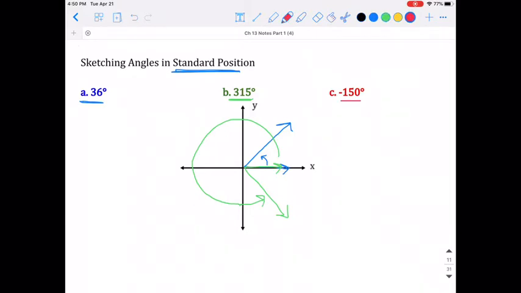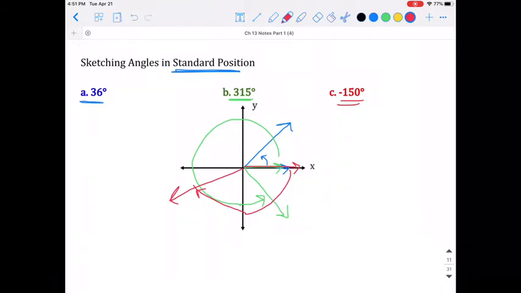Our third sketch for negative 150, again, you start with your initial side on the x-axis. Negative 150 means that we're moving in the clockwise direction. So from the initial side, we're going to go 90 degrees here. Now from here we have to go another 60 degrees, so almost at that 180, but not quite exactly. So that creates our angle of negative 150 degrees. Remember, for standard position, you're always starting your angle on that positive x-axis.